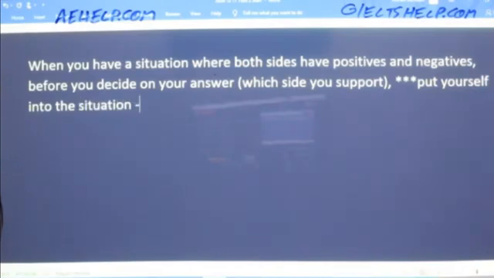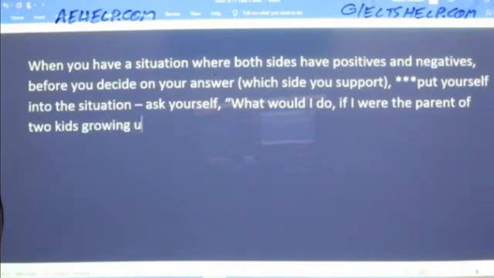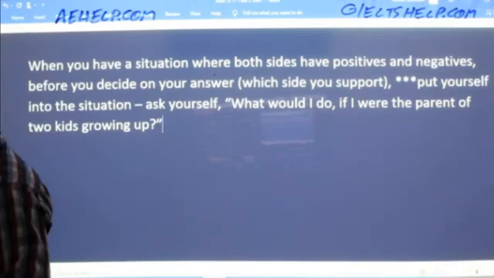Okay, so ask yourself, what would I do if I were the parent of 2 kids growing up? Okay, maybe you are. Maybe you do ask yourself this question, right? But anyway, ask yourself this question.